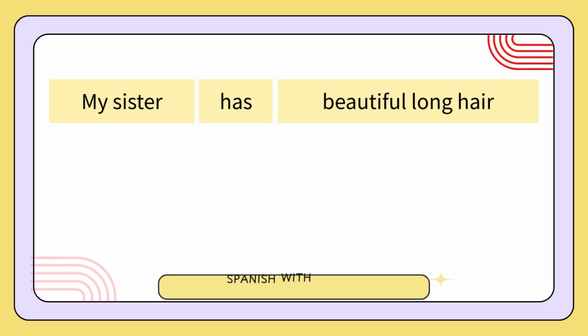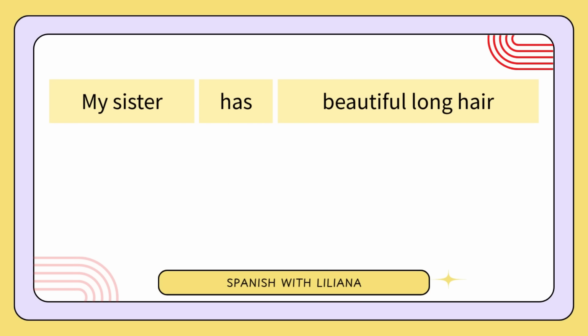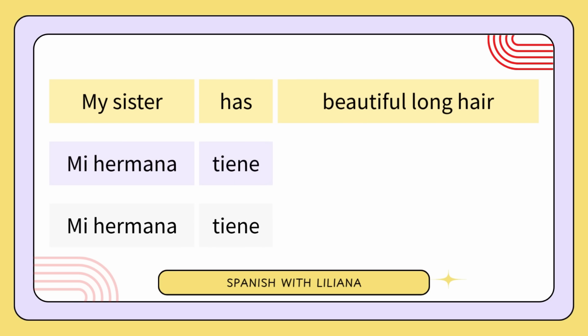All right, how about my sister has beautiful long hair? How would you say that in Spanish? How do you say my sister? Mi hermana. Has is tiene. Tiene is conjugated to the third person singular. So here we're using two adjectives, beautiful and long. In Spanish, we're going to put the noun first.